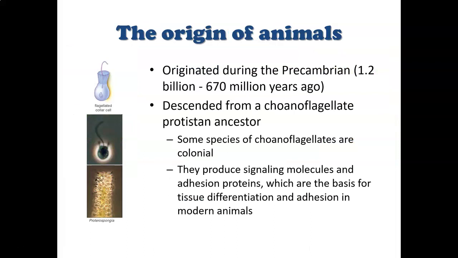So where did animals come from? They came from protist ancestors like the fungi, like the plants. All right, and specifically a group of protists called the choanoflagellates. So choanoflagellates are colonial protists, and they look like this.